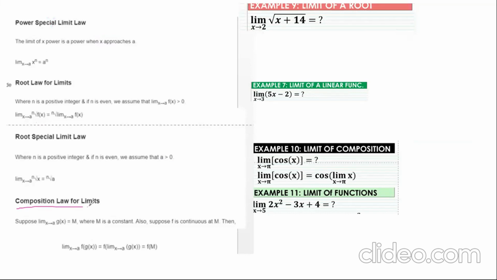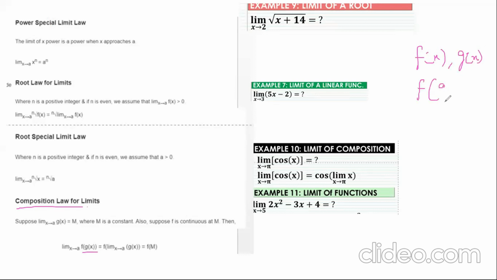Now, next we go to the composition of limits. Composition means mixing, so at that time you have two functions. Let us observe the two functions here: f of x, limit x tends to a. The composite function of f of x and g of x can be written as, how do we write?